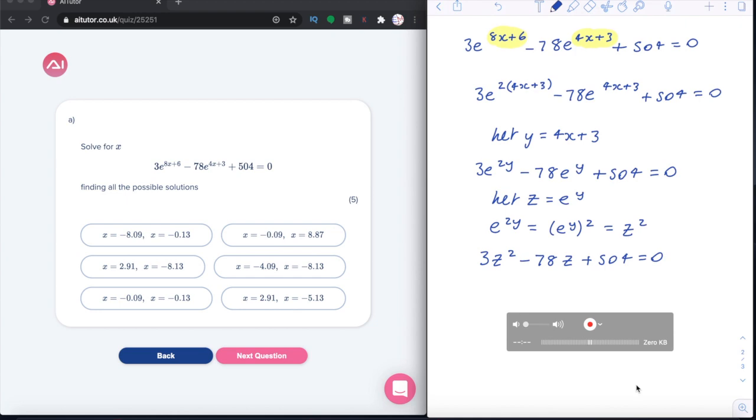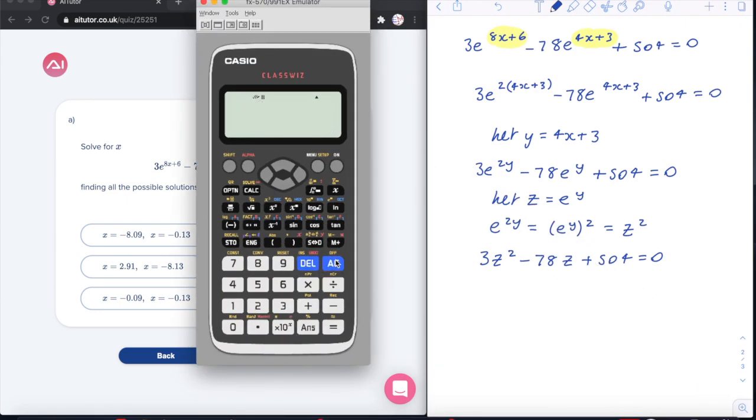Now you can solve this quadratic equation using the quadratic formula, but to save time I'm just going to solve it on the calculator. So if we go to menu and select option A, equation / function, and then option 2, which is polynomial. Because we're solving a quadratic, our polynomial is going to have highest degree of 2. So just enter the values here. So it's 3, minus 78 and 504.